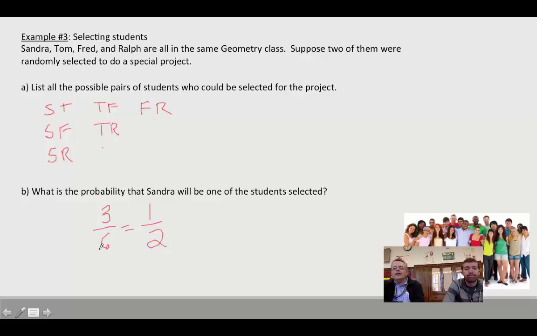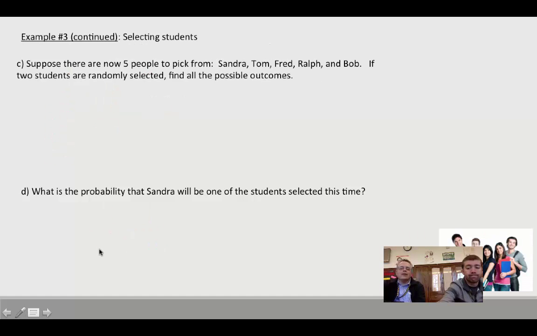Next, we're going to do something that mathematicians like to do. They like to generalize something. So this time, let's add another person, another guy, Bob. So we have 1 female, Sandra, and Tom, Fred, Ralph, and Bob. Ultimately, we want to ask the same question. If we pick 2 randomly to be in a group, what's the probability that Sandra gets picked? So we have Sandra and Tom, Sandra and Fred, Sandra and Ralph, Sandra and Bob. Now we have Tom and Fred, Tom and Ralph, Tom and Bob, Fred and Ralph, Fred and Bob, and Ralph and Bob.